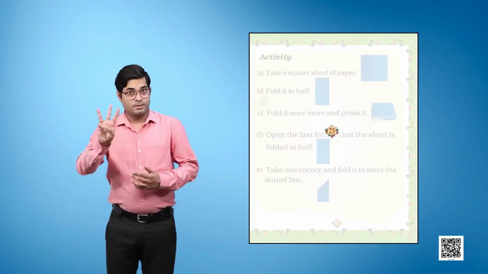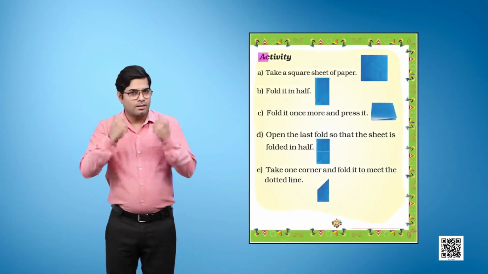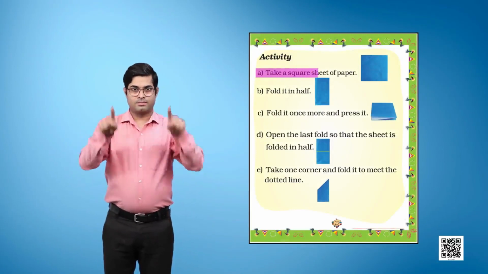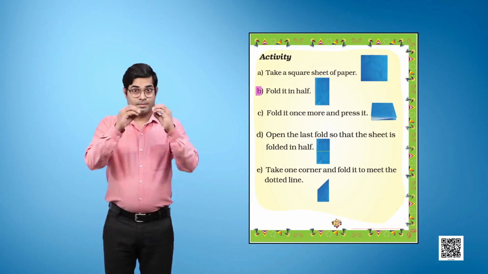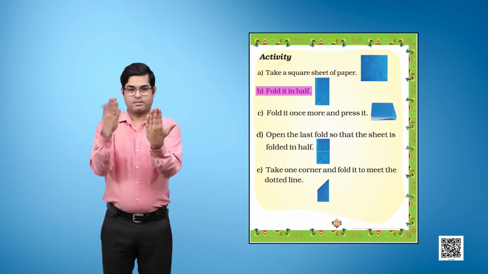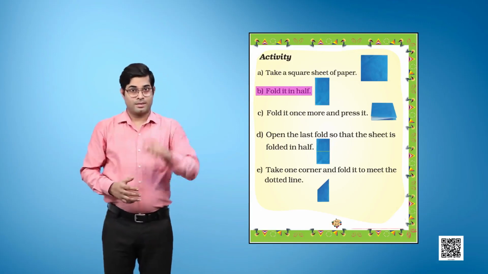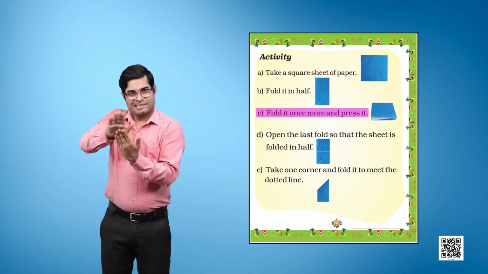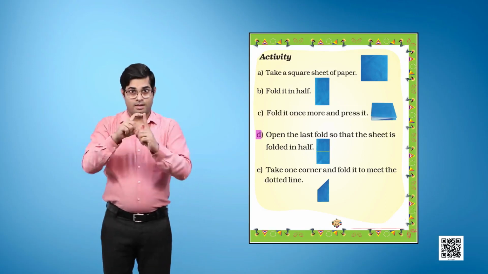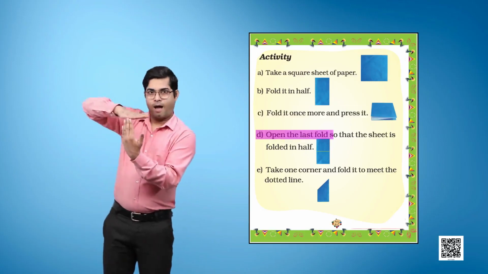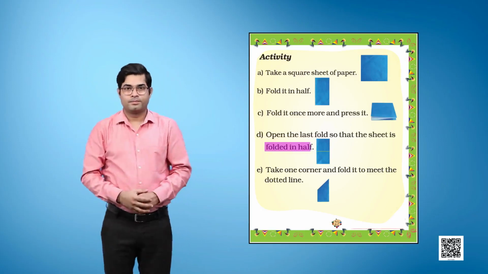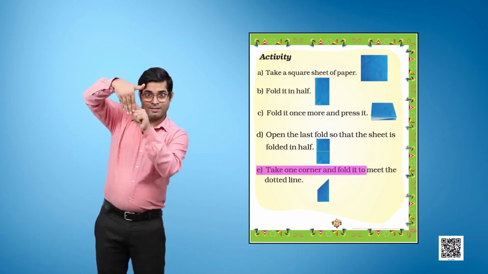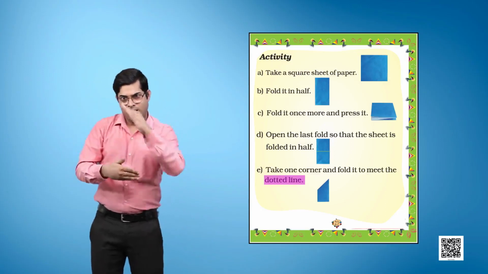Page 23. Activity. A. Take a square sheet of paper. B. Fold it in half. C. Fold it once more and press it. D. Open the last fold so that the sheet is folded in half. E. Take one corner and fold it to meet the dotted line.